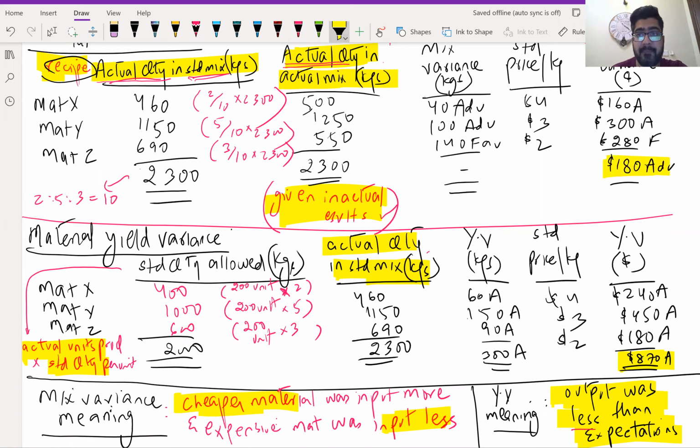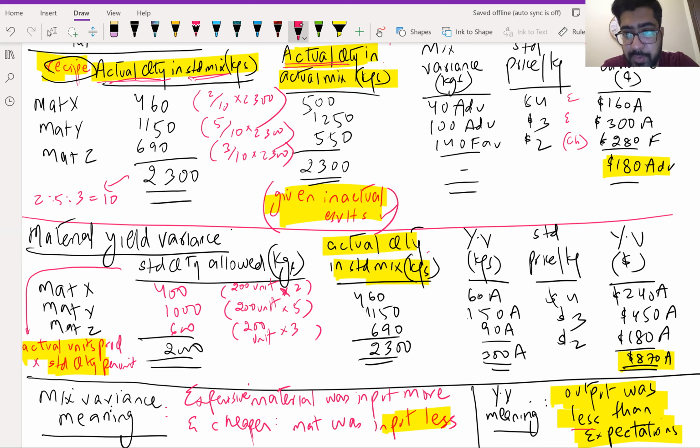What does this mean? This means the expensive material was input more and the cheaper material was input less. Expensive more, cheaper less. So expensive more is adverse, bad. See the proof. Out of all these three, the expensive are these two, and this is cheaper. Both of the expensive materials are input more than the recipe: in place of 460, 500, in place of 1150, 1250. Expensive ones are input more, and the cheaper one is input less. So when expensive is more and cheaper is less, it is bad, adverse. And in the previous example, when expensive was less and cheaper was more, it was favorable.